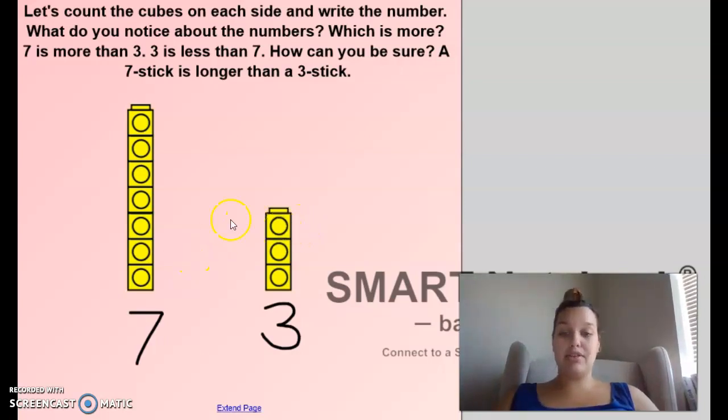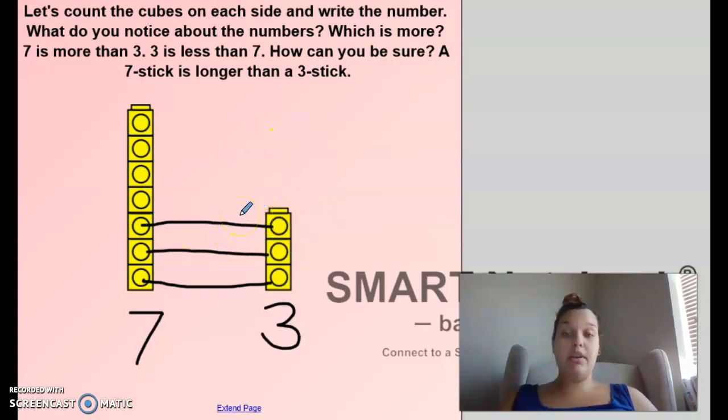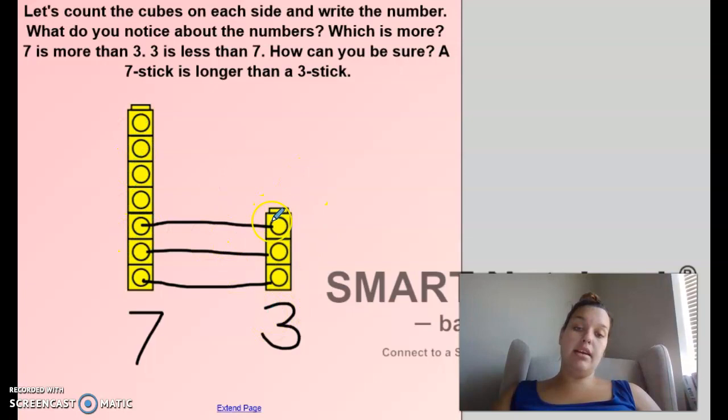I could also look at this picture right here. And if I needed to, I could draw a line to each cube. 1, 2, 3. And then do I have any more cubes over here? No, I don't. So I could count how many more cubes I have on my 7 stick. Can you go ahead and do that for me? 1, 2, 3, 4. So my 7 stick is 4 cubes longer than my 3 stick. Or I could say my 3 stick is 4 cubes shorter than my 7 stick.